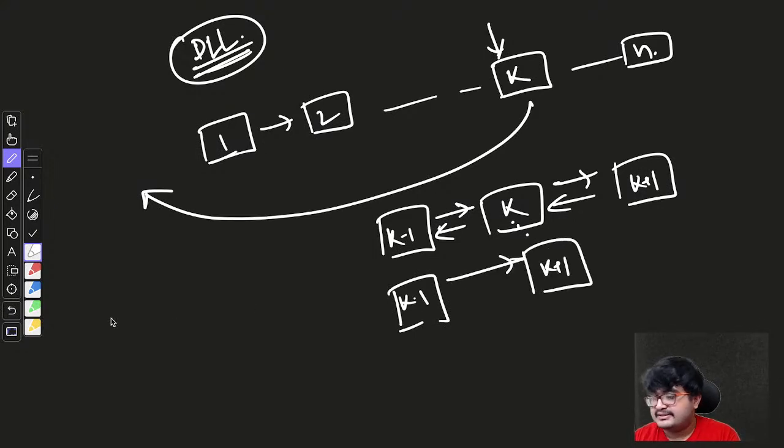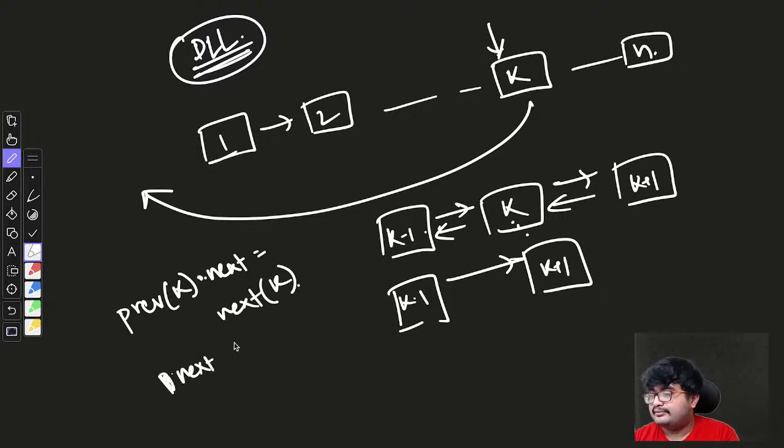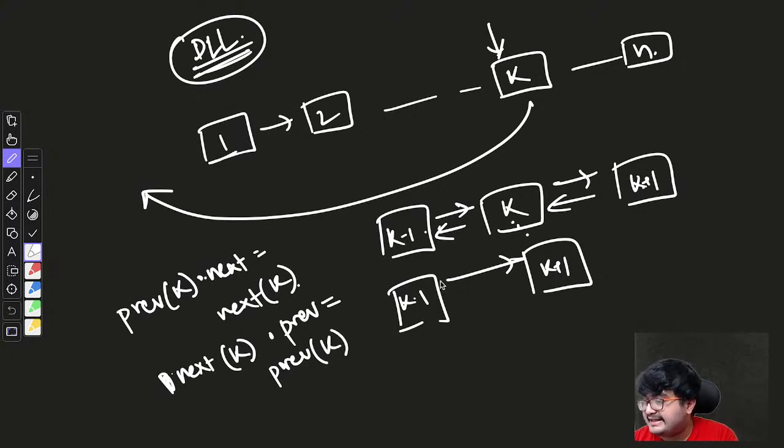So the previous of K is K minus 1. Its next should be equal to next of K, right? Similarly, next of K, that is K plus 1, its previous should be equal to previous of K. So basically it is telling that next of K minus 1 is K plus 1, previous of K plus 1 is K minus 1.